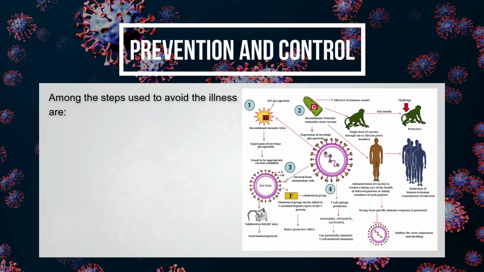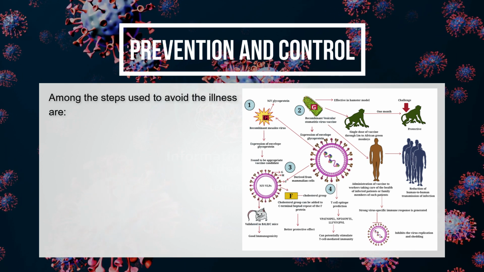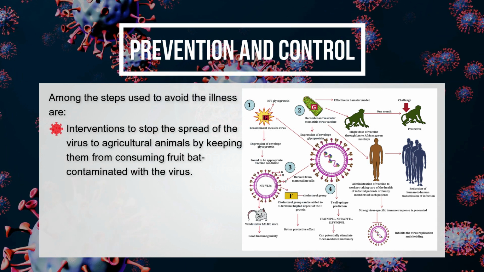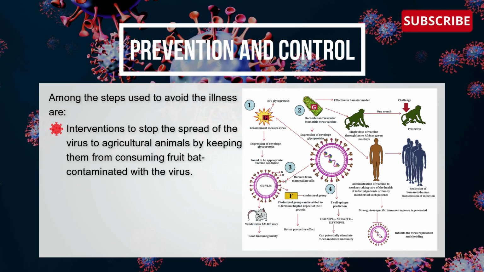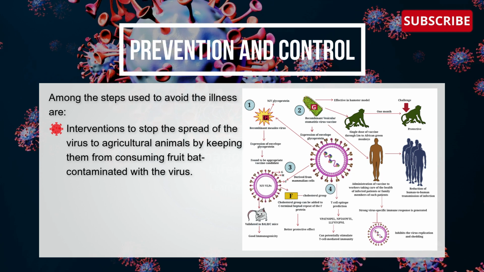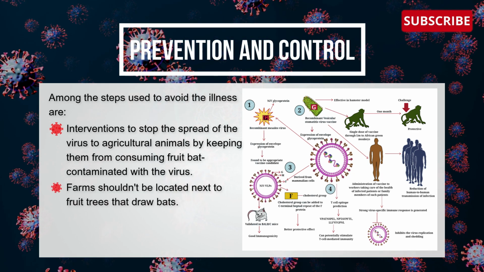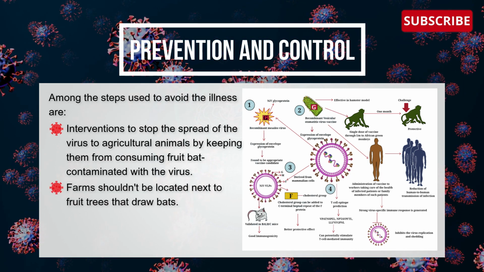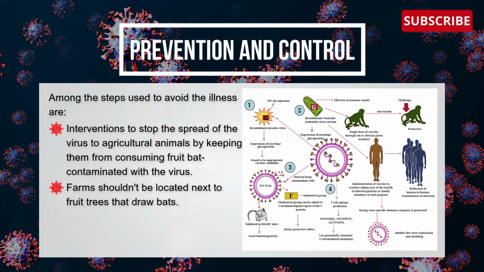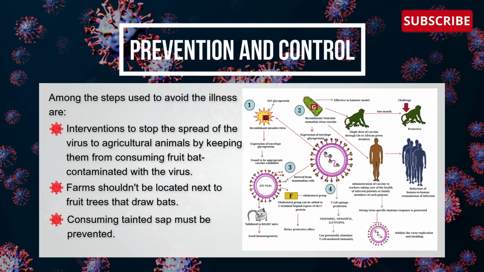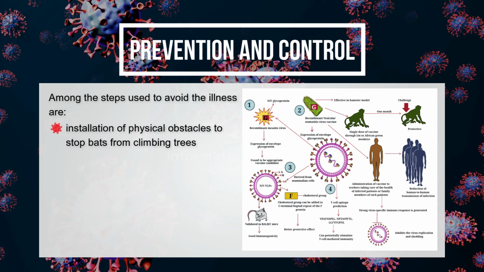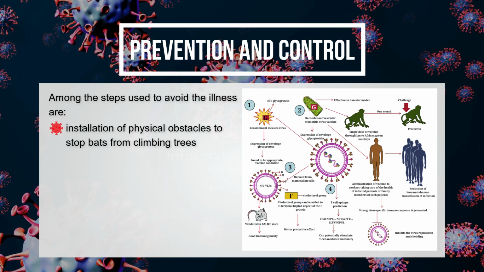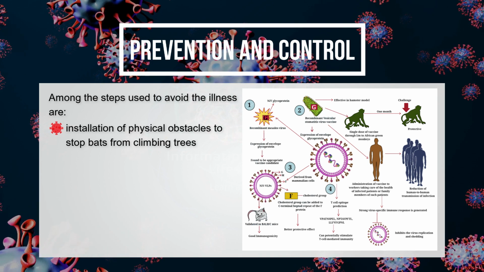Among the steps used to avoid the illnesses are interventions to stop the spread of virus to agricultural animals by keeping them from consuming fruit contaminated by bats with the virus. Farms shouldn't be located next to the fruit trees that draw bats. Consuming tainted sap must be prevented. Installation of physical obstacles to stop bats from climbing trees.